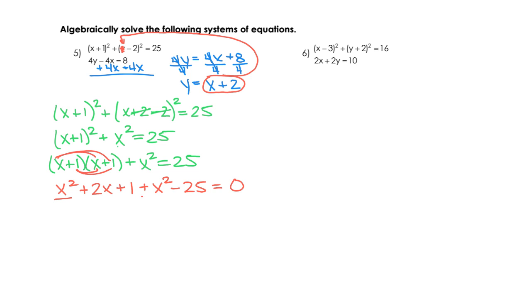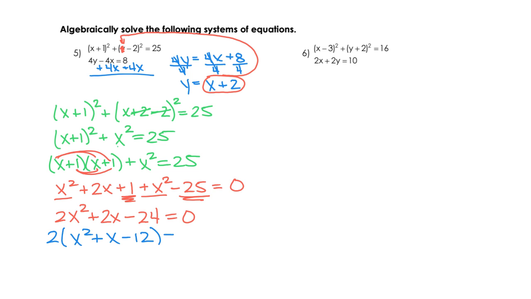In fact, I have an x squared here and an x squared here, so I actually have 2x squared. And then my plus 2x. And then I got my positive 1 minus 25, which is a negative 24, equal to 0. Okay? That is a hard trinomial. However, we can get out of it by pulling the 2 out and being left with x squared plus x minus 12 equals 0. All right, I'm going to move up a little bit.